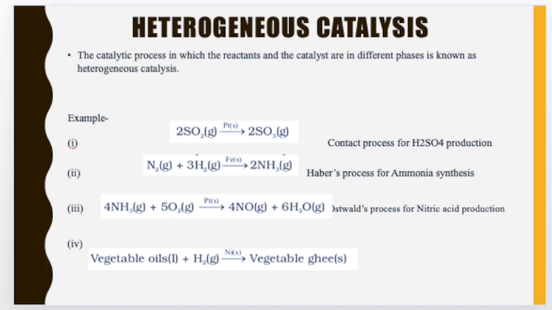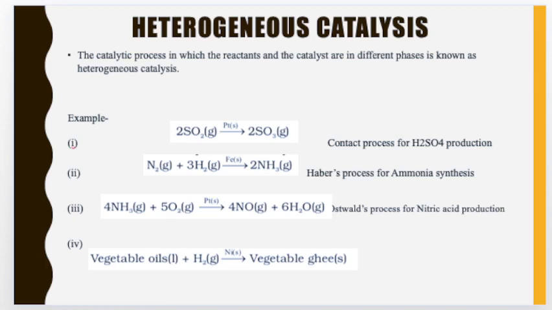Next example is Haber's process for the ammonia synthesis, where the reactants are in gaseous state and the catalyst is in solid state. The following examples will also conclude that the gas reactants are in the gaseous state, whereas the catalyst is in solid state, and therefore we define that in the case of heterogeneous catalysis, the reactants and the catalyst are in different phases. Reactants can be either in liquid or gaseous state, whereas catalyst is in solid state.